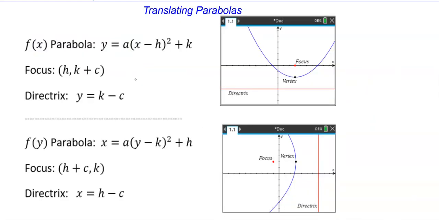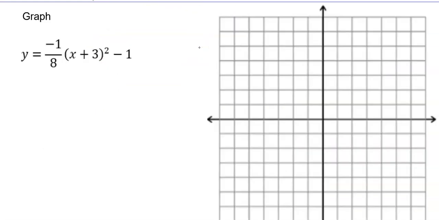Translating parabolas. So this is actually an equation we've used earlier this year, so it's maybe not as tough as the others, although I definitely write down these formulas. We hadn't used the focus and directrix before. So you can see the k values, the h and k, those are new from the old formulas we had.